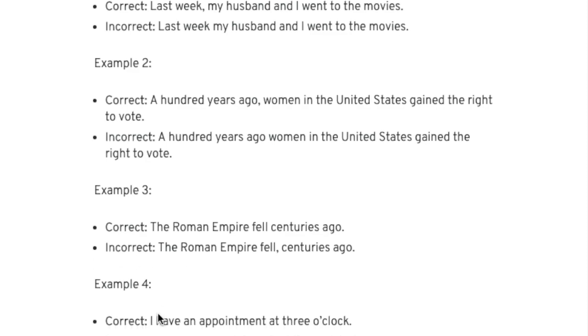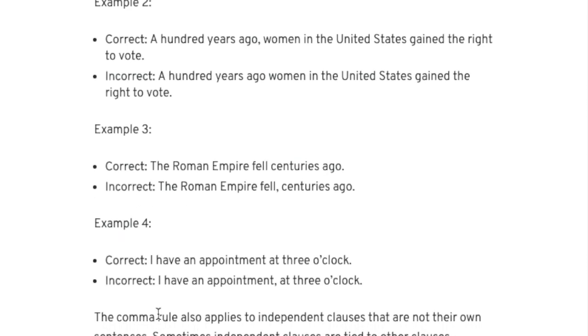Example two, correct: 100 years ago, comma, women in the United States gained the right to vote. Incorrect: 100 years ago, women in the United States gained the right to vote. So you're running straight. 100 years ago, women in the United States gained the right to vote. It's almost like you're stumbling over yourself.